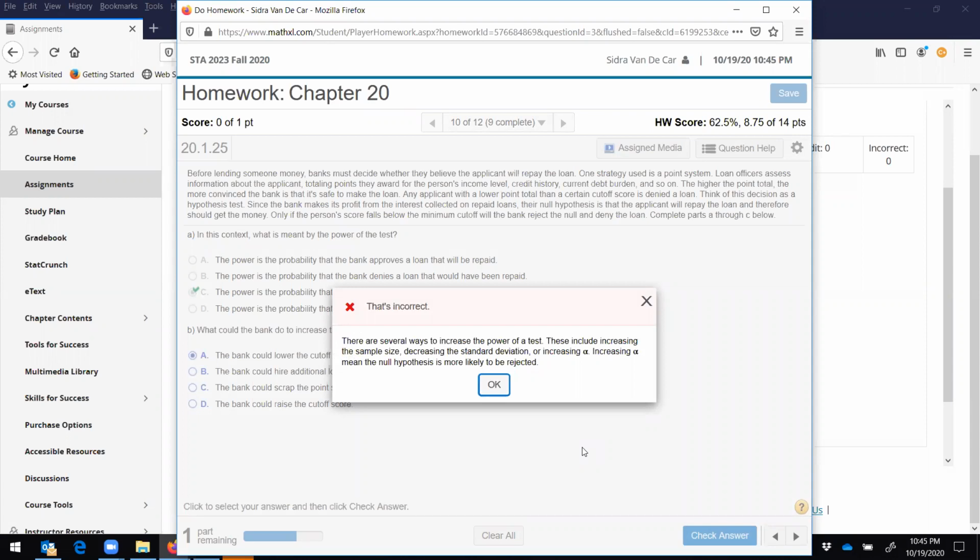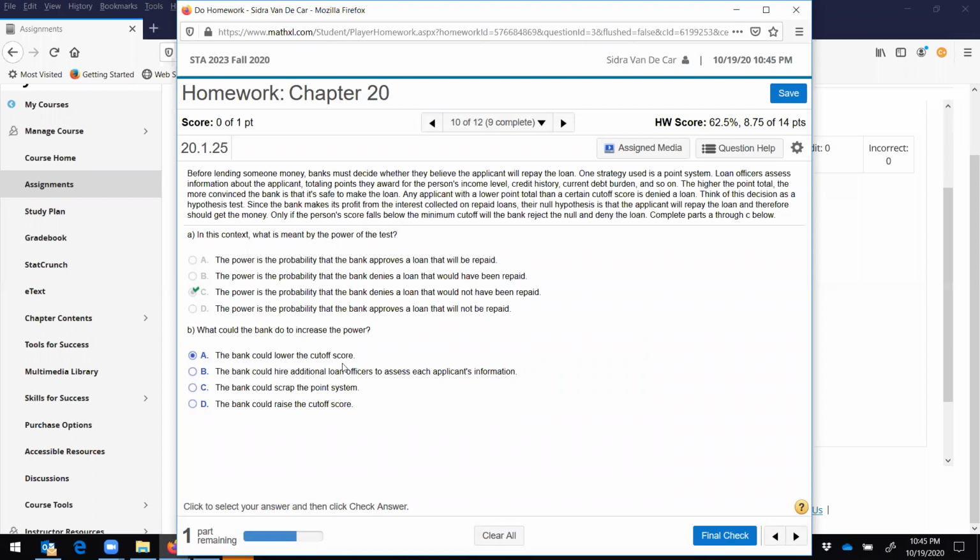All right, so let's see what we messed up here. Increasing alpha. Lowering the cutoff score would decrease the alpha. We should raise the cutoff score. Yeah, okay, I'm sorry. I said that backwards. I read it correctly, but I said the wrong thing, lowering it and getting only the ones that don't default. That's not what we're going for.